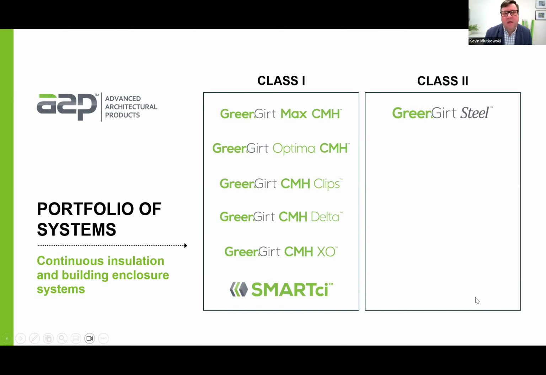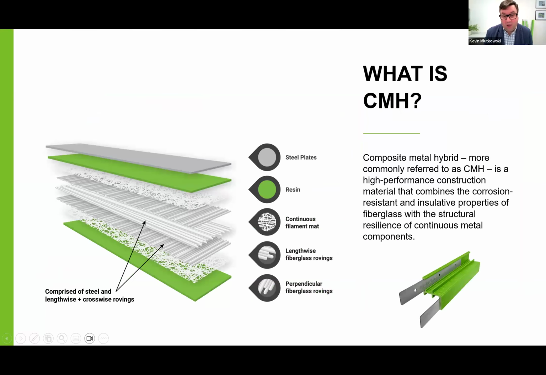As you can see on the next slide, this is what composite metal hybrid consists of. You can see that illustration on the left. There's a lot that goes into it. Imagine hundreds of glass rovings, both going lengthwise and perpendicular, in the composite metal hybrid, as well as continuous filament mats. So you get that structural integrity in all directions, impregnated with resins and reinforced with steel in 2 locations. You can see in the image on the lower right how that all comes together to form the composite metal hybrid systems that we're known most for.